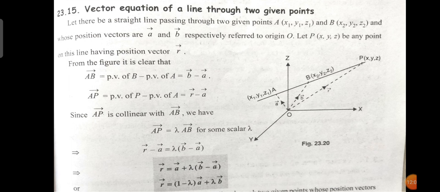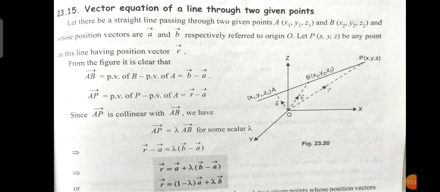Next is the vector equation of a line passing through two given points. A given point and a parallel line has been studied. Now, the straight line passing through two given points A and B, (x1, y1, z1) and (x2, y2, z2).